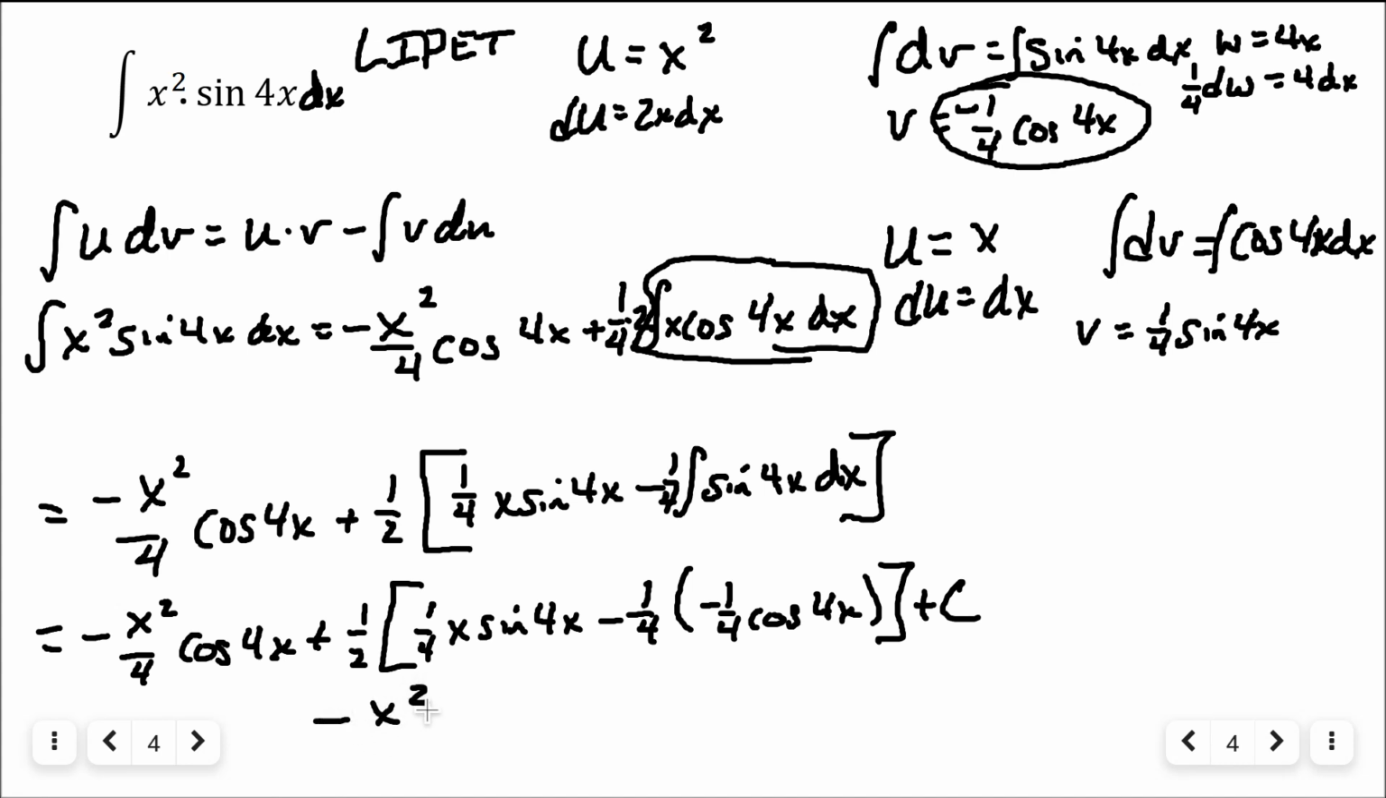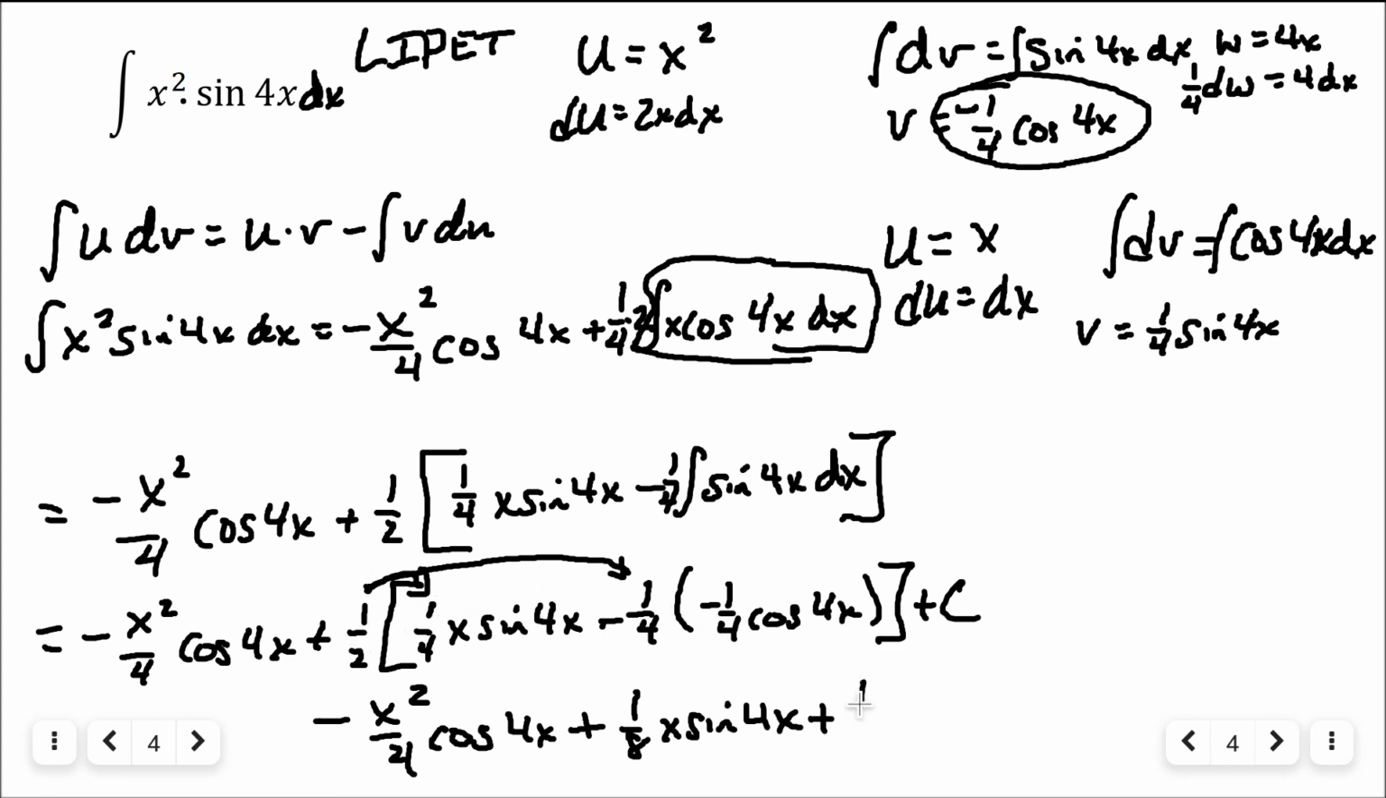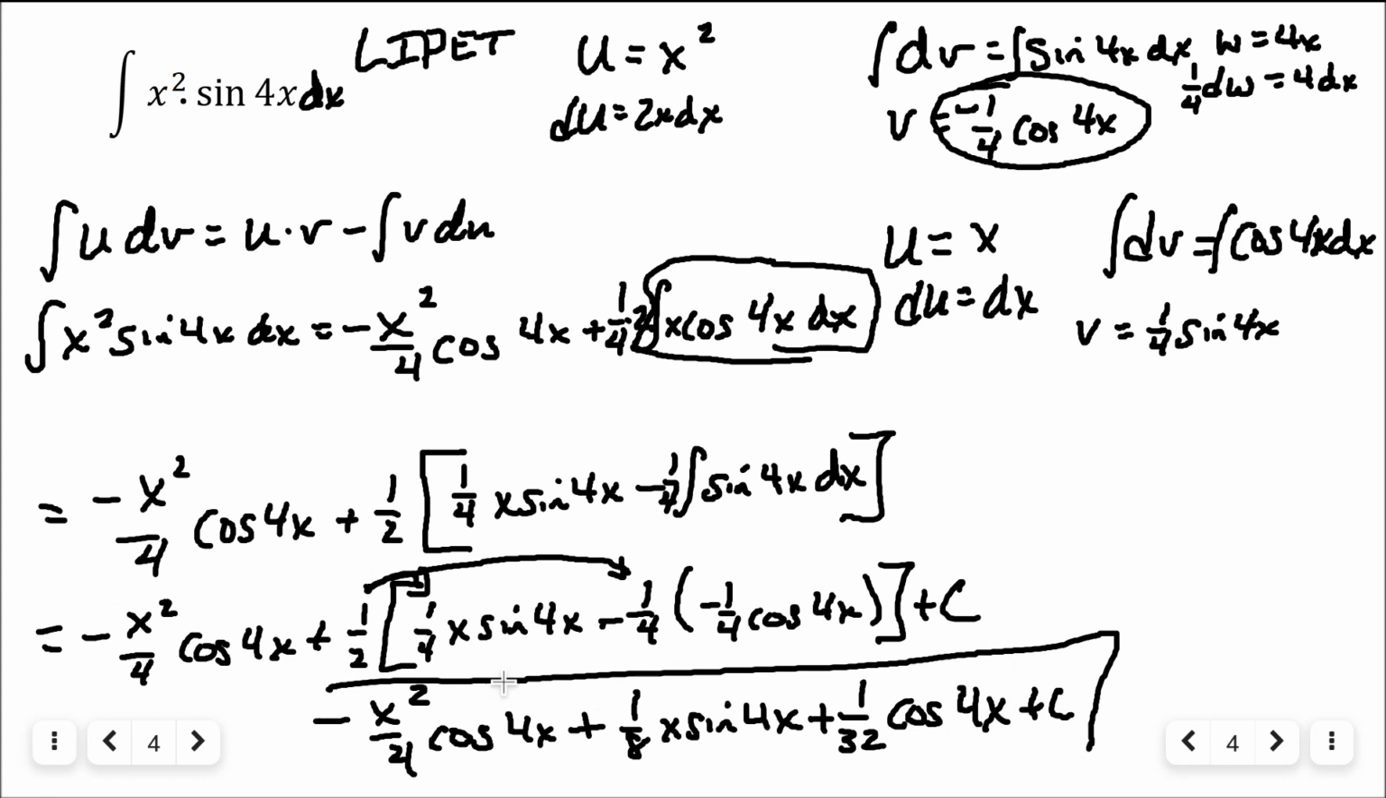And then I'm going to try to clean this up a little bit. Oops, that should be a 4. Cosine 4x. I'm going to distribute this 1/2 to both of these terms. So 1/2 times 1/4 is 1/8 x sine 4x. And then these two negatives multiply out to make a positive. 1/4 times 1/4 is 1/16 times the 1/2 that's out there is 1/32 cosine 4x plus c. And that's the right answer.